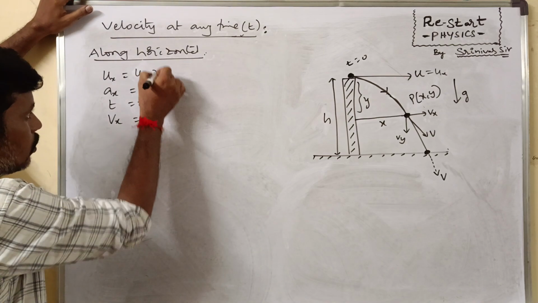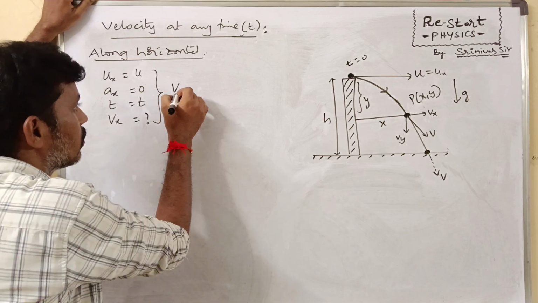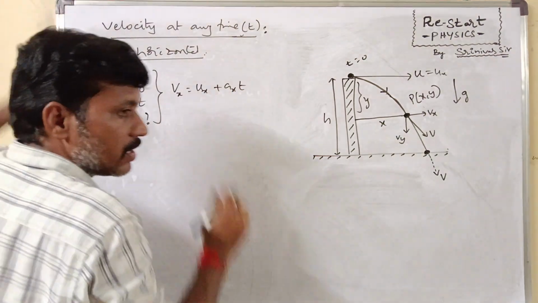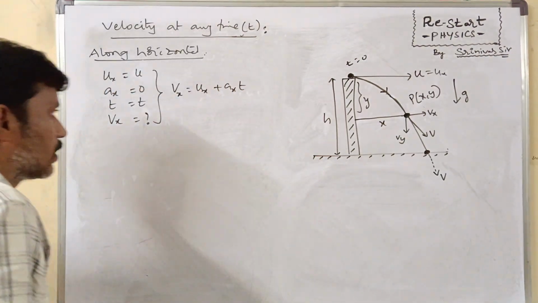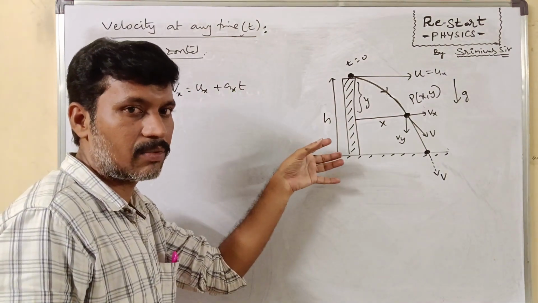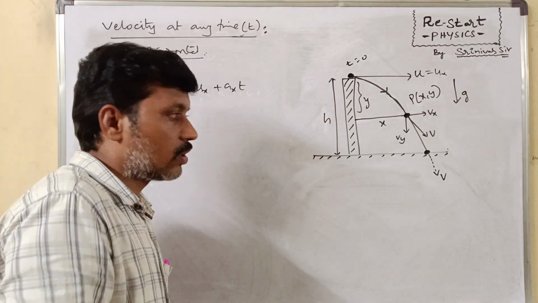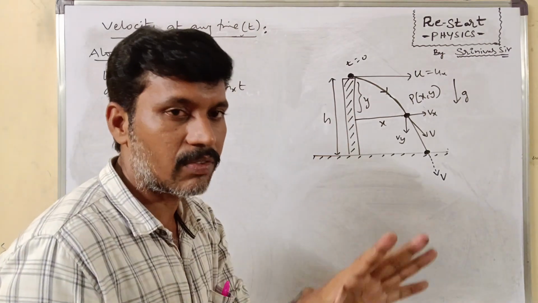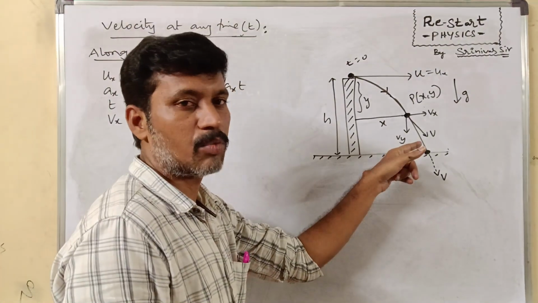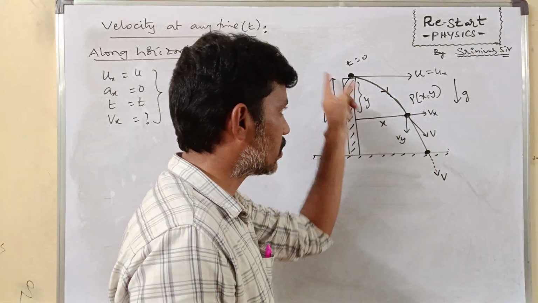So we need to find the horizontal component of velocity. Vx is equal to ux plus ax into t. This is the kinematic equation formula v is equal to u plus at. Why are we using these formulas? Because v equal to u plus at, s is equal to ut plus half at square, and v square minus u square equal to 2as are all valid in case of uniformly accelerated motion. Here it is uniformly accelerated motion because g is acting during the entire journey, and g is common.